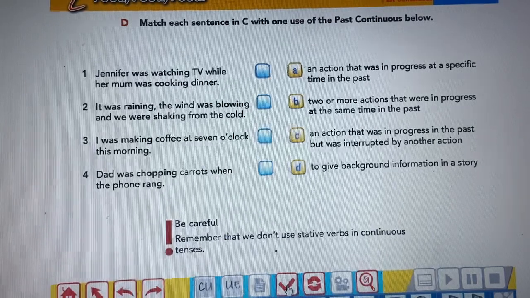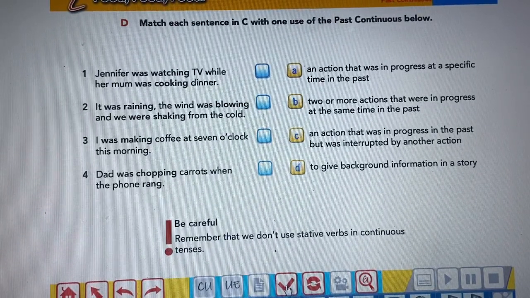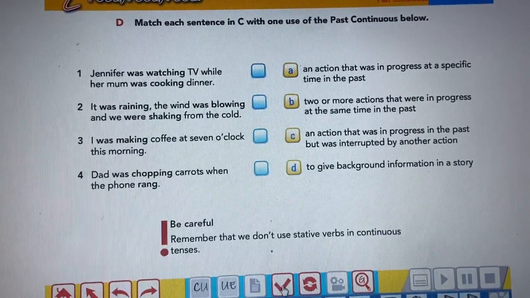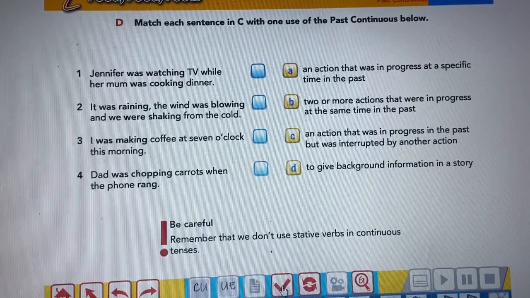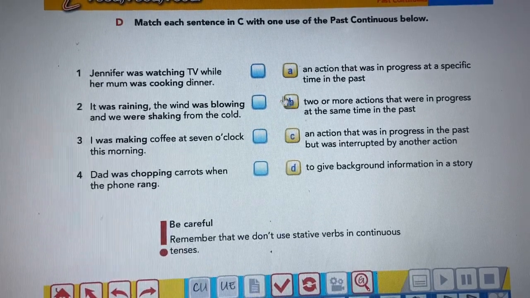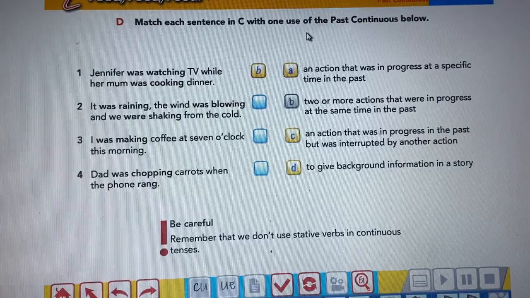Jennifer was watching TV while her mom was cooking dinner. So here we have two actions. They were in progress at the same time. So the answer of sentence number 1 is B, because here we have two actions. They were in progress at the same time.